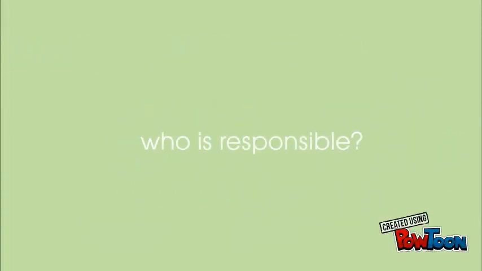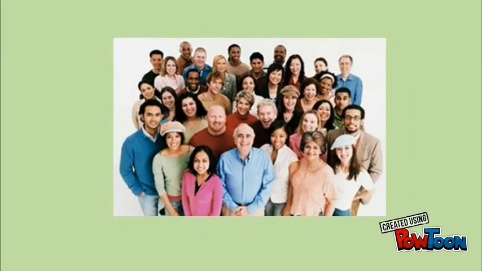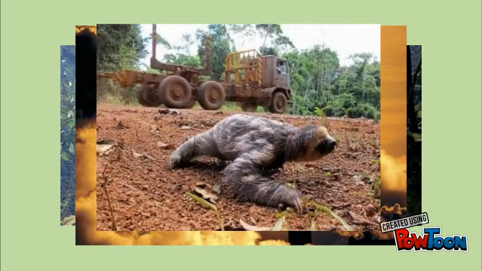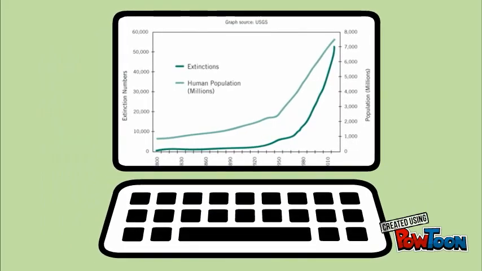Who is responsible for this loss? Humans. Humans destroy habitats and pollute the air, which tie directly to the loss of species all over the world. In fact, a recent study showed that the increase in human population has a direct relationship with the number of extinctions.